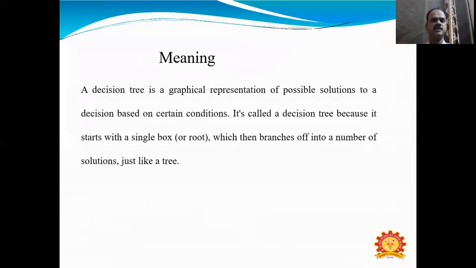So, the meaning of decision tree. The decision tree is a graphical representation of possible solutions to a decision based on certain conditions. It is called a decision tree because it starts with a single box. The single box is nothing but the root node, which then branches off into a number of solutions, just like a tree. So I already told you the decision tree looks like a tree format.